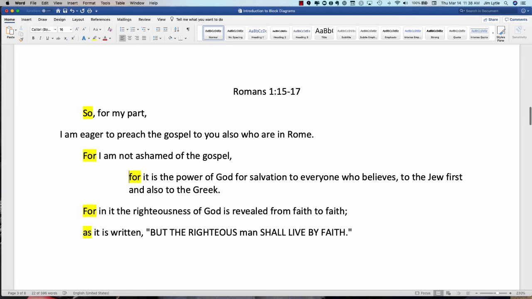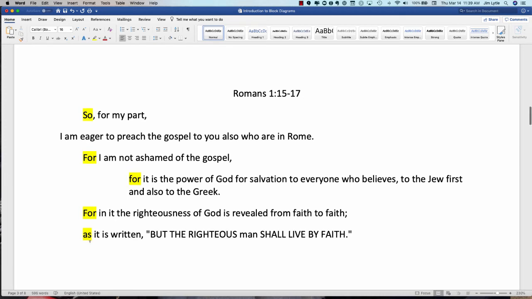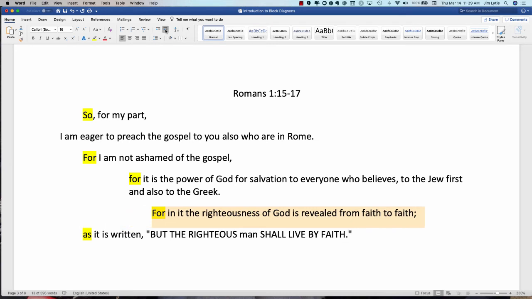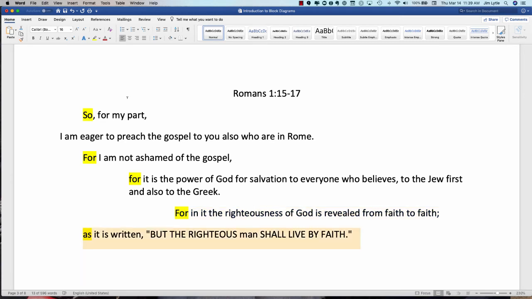Because I'm not ashamed. I'm not ashamed of the gospel because it's the power of God to salvation to everyone who believes, to the Jew first and the Greek. Well, why is that? How could the gospel be the power of God to salvation for everyone? Because in it, in the gospel, the righteousness of God is revealed from faith to faith. That's why it's the power of God to salvation. Well, how could God's righteousness be revealed? From faith to faith. And the explanation is right there.